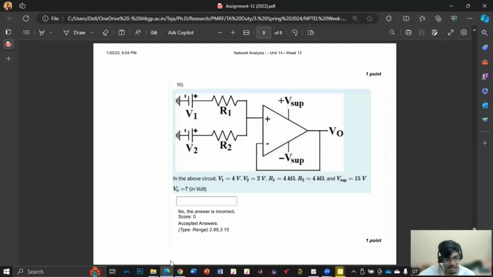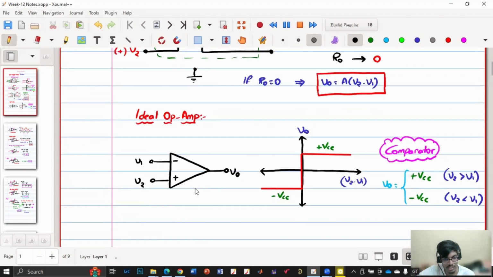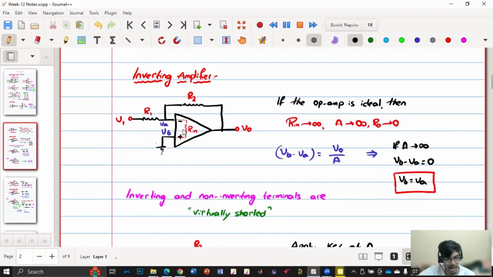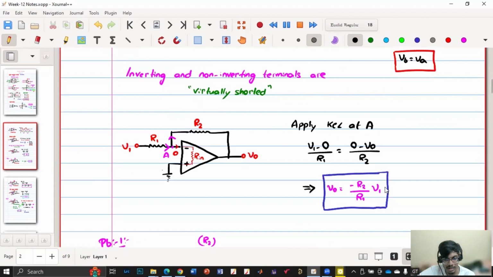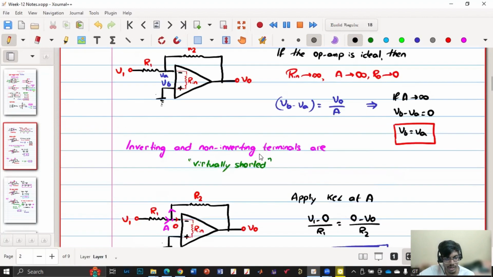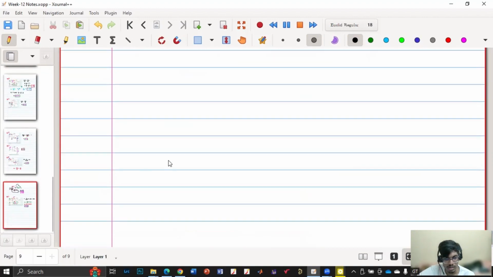So mathematically also you can do it. Here we considered the op-amp graph and got to know it is acting like a comparator. But in this case also, considering the ideal case, we get V naught, which is a scaled version of V1. So whenever there is this negative feedback, it will act like an inverting amplifier. So does that clear your first query?